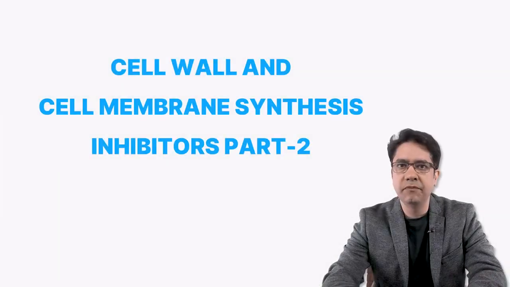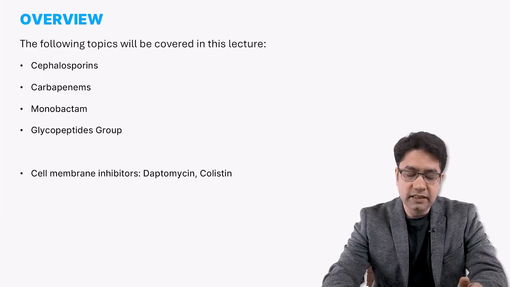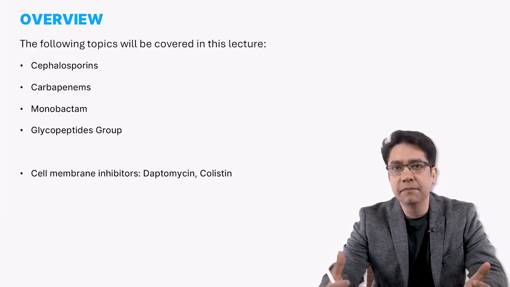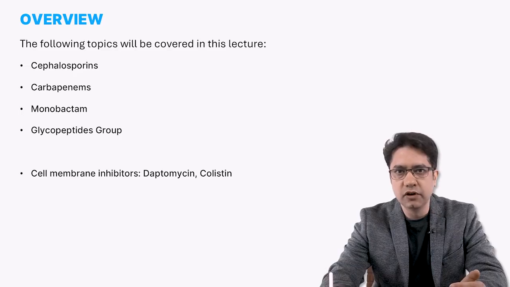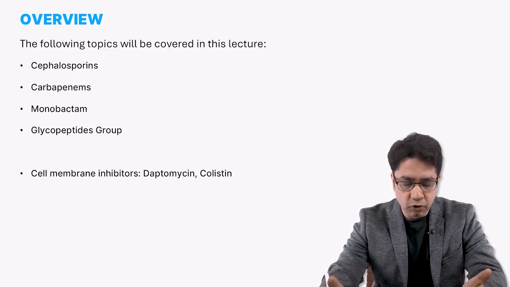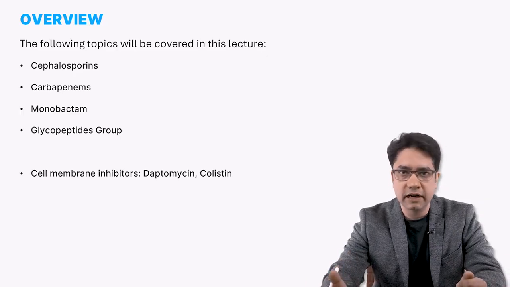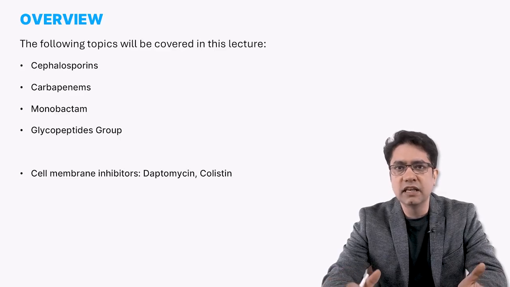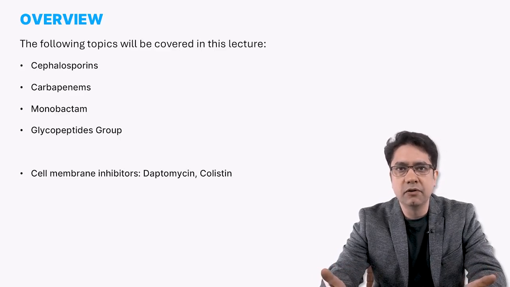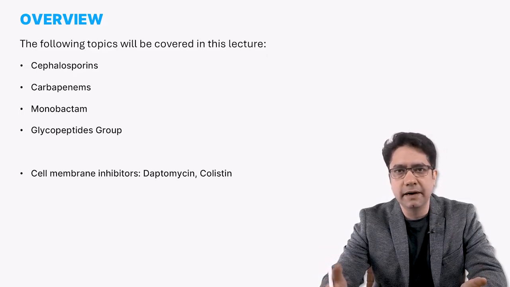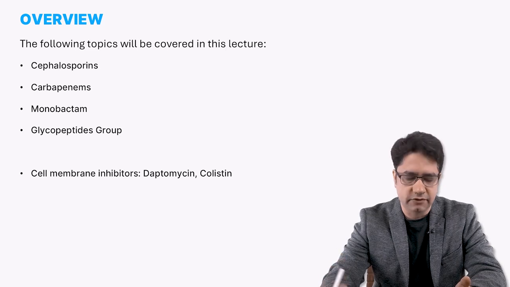Hello students, so now let's start with cell wall inhibitors and cell membrane inhibitors part 2. In this section we will start with antimicrobials like cephalosporins, carbapenems, monobactams, a very important glycopeptide group which will contain vancomycin. And after cell wall inhibitors, we will also discuss the antimicrobials that inhibit the cell membrane of a bacteria, in which we will discuss daptomycin, colistin, etc.